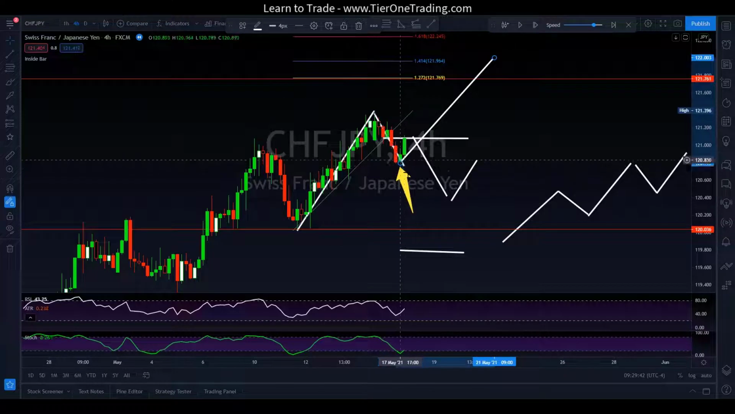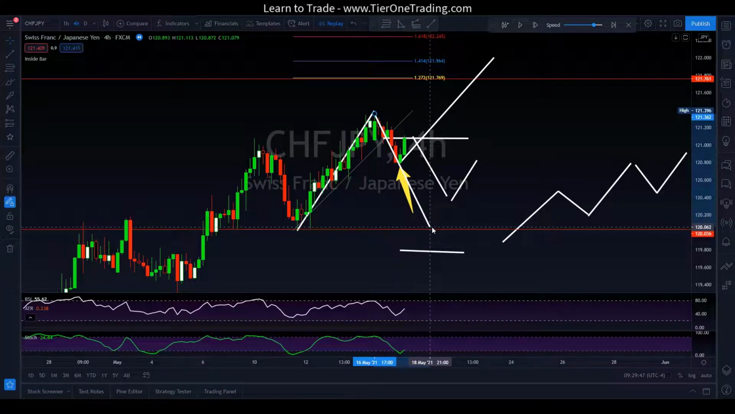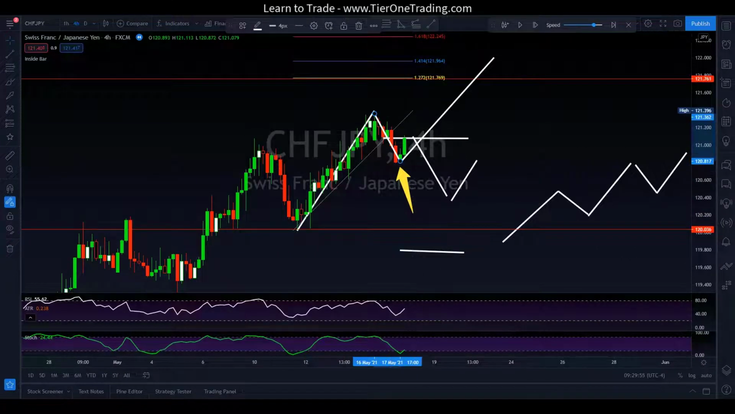But if you're going to shoot for these moves, you have to accept the fact that sometimes that move's not going to happen. And you may have to do it multiple times, or you may be stopped out for a bigger loss if your stop loss is all the way down here. Everything's a give and a take in trading.